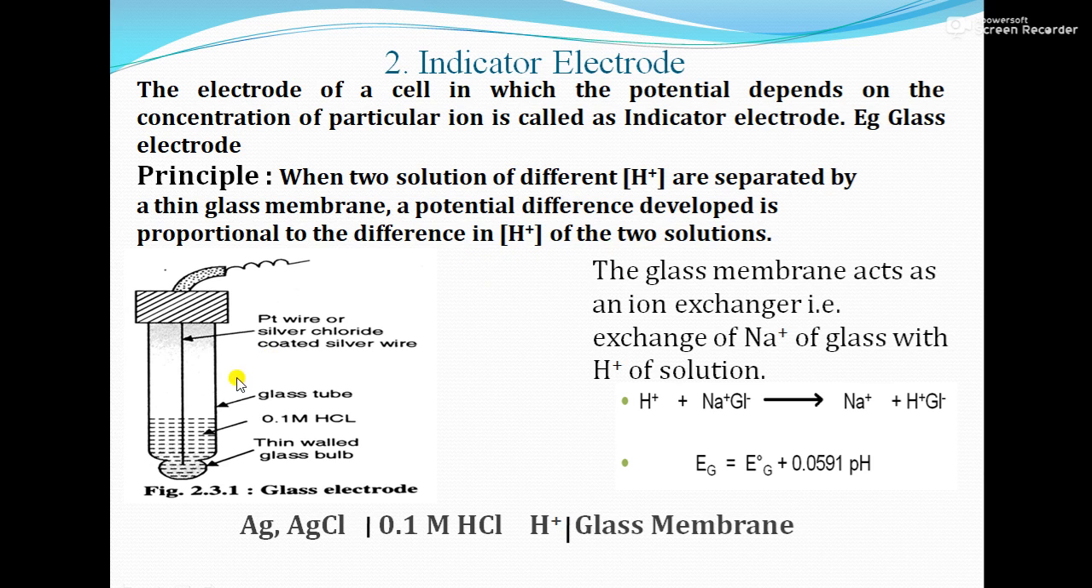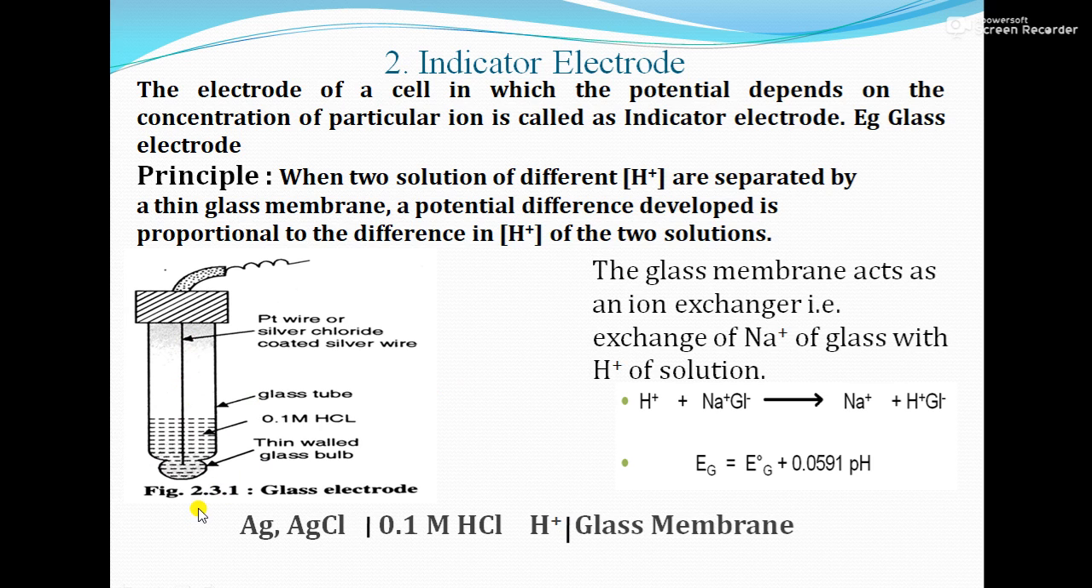That means you can see in the diagram there is 0.1 molar HCl solution, and we are going to dip that glass electrode containing acid solution. That means we have HCl solution inside the glass electrode or glass membrane, and when we dip it in the beaker, there is another solution with another concentration of HCl. So if there are two different concentrations of H plus, then there will be a potential difference, and that is measured by this platinum wire.